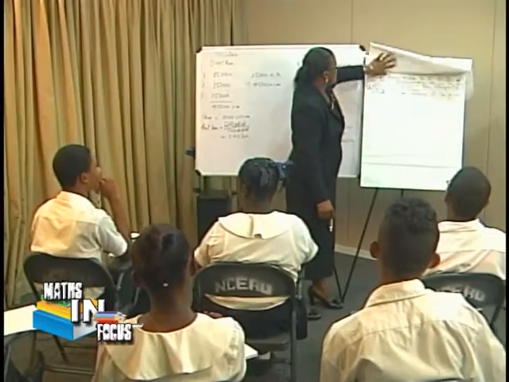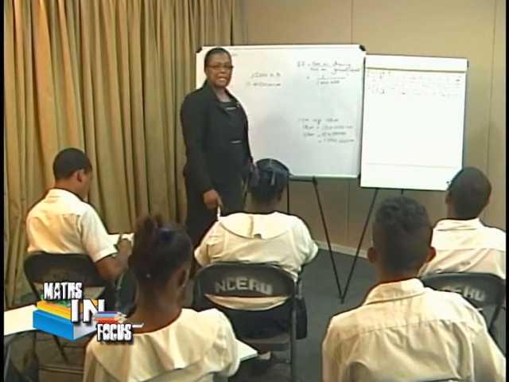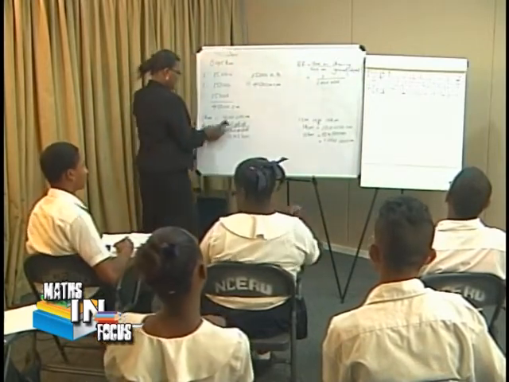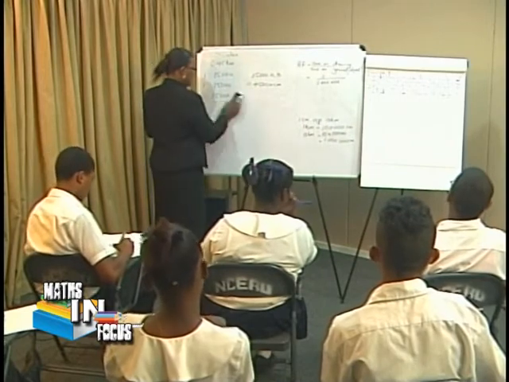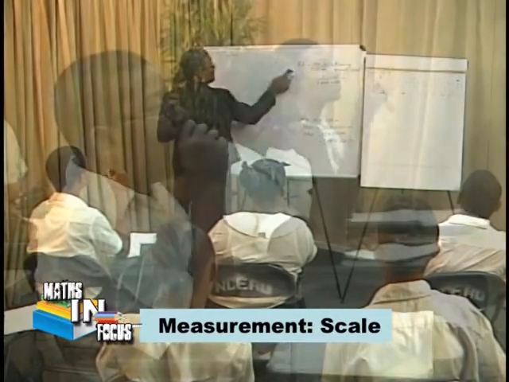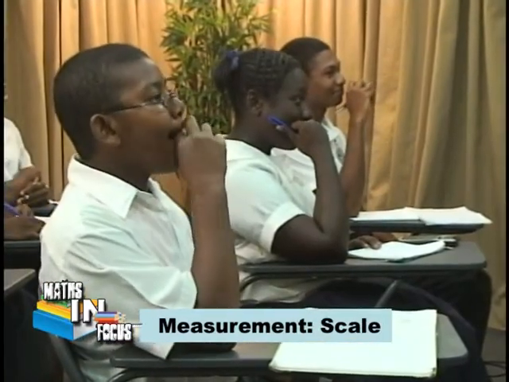Let's try a third one now. We're looking at a model of a barn. You know what a barn is, Neon? Yes, miss. What's a barn, Neon? Place where you keep animals on a farm. Place where you keep animals and it can be found on a farm. Very good.